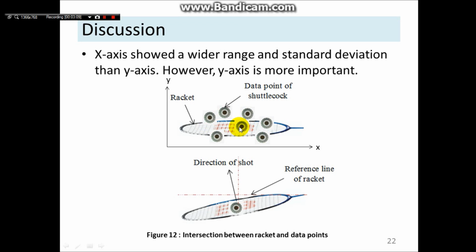So if the shuttlecock drops behind the reference line and intersects with the racket, it will be directed to the left. While if the shuttlecock drops in front of the reference line, it will be directed to the right, which is considered inaccurate because we want the shuttlecock to go straight.